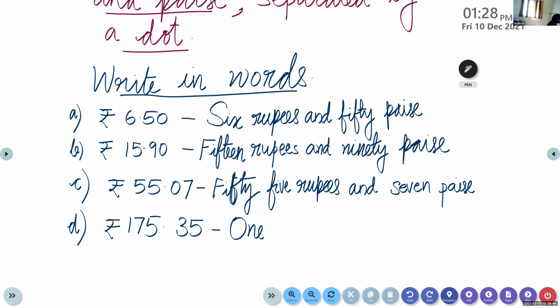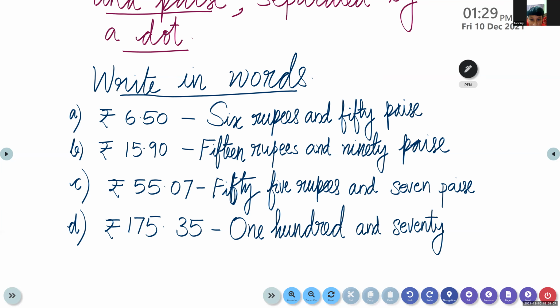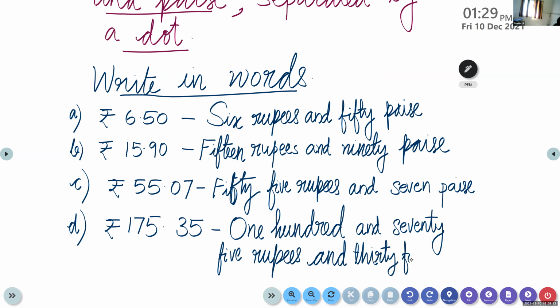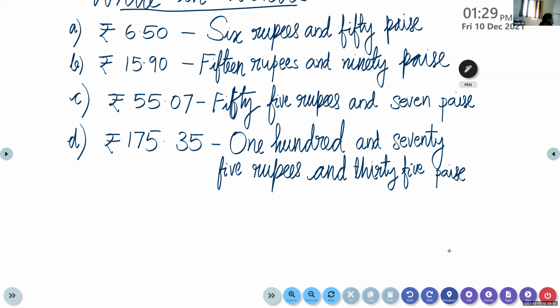One hundred. Please mute your device. 175 rupees and 35 paise. Thirty-five paise. 175 rupees and 35 paise.